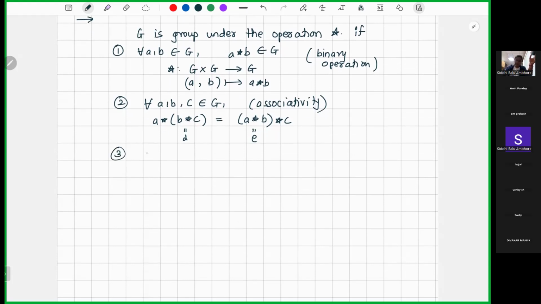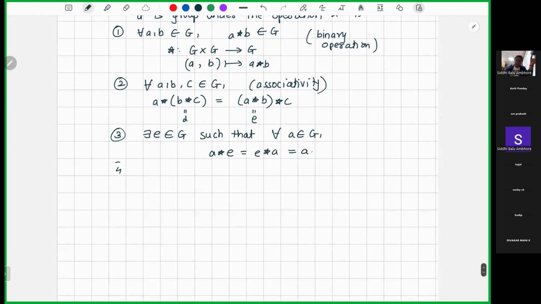And also there exists some element E in G such that for all A in G, A star E and E star A are equal to A. And the fourth condition is that for all A in G, there exists some B in G such that A star B is E, and this is equal to B star A. Okay.